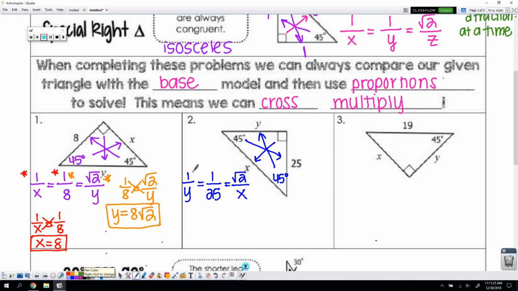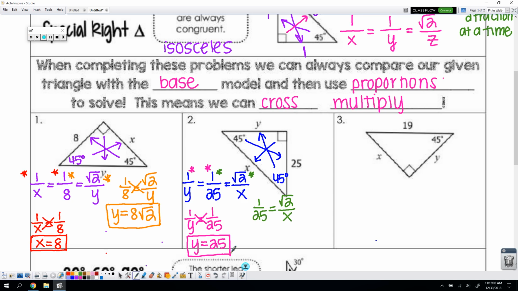Now I'm going to use the same exact process. So 1 with variables, 1 with all numbers. 1 over y equals 1 over 25. Again, variables, numbers, 1 over 25 equals the square root of 2 over x. And I'm going to cross multiply just as I did in the previous problem. So 1 times y is y. 1 times 25 is 25.